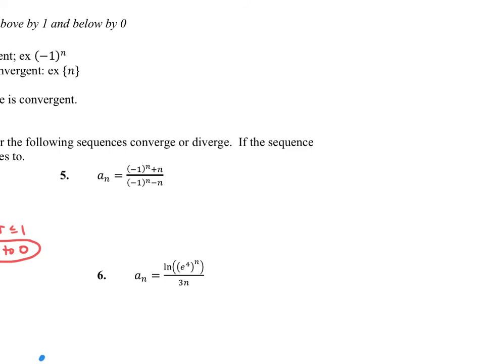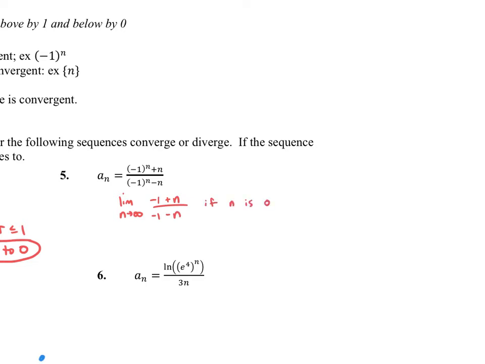Okay, number 5. This one's a little bit tricky because there is an alternator in there, but the problem is that the alternator is not multiplying the other portion of the sequence. We're adding an alternator to the numerator, and then we're subtracting an n from the alternator in the denominator. One of the ways that I would think about this is to separate this out into the odd-even thing we've talked about. So let's say we're looking at the limit as n goes to infinity, and let's say that n is odd. If n is odd, we're going to get -1 plus n over -1 minus n.